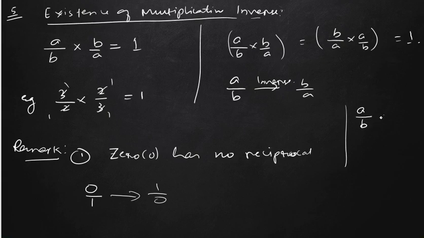But we know how a rational number is written. A rational number is in the form of a by b, where the denominator cannot be 0. But here we can see the denominator is 0. So that's why this is not possible, and that's why 0 has no reciprocal. Okay.